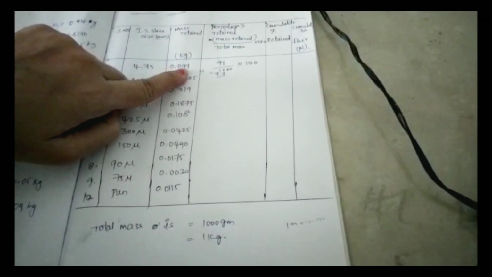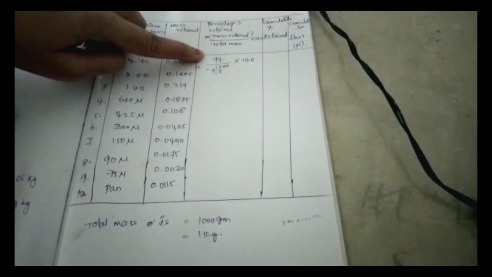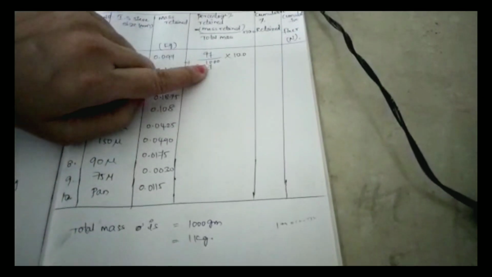After that, note down all the weights properly. After that, the mass retained on the soil. How much is retained on the soil? If you write 0.097, just write it in grams. So 97 grams divided by 1000 only.